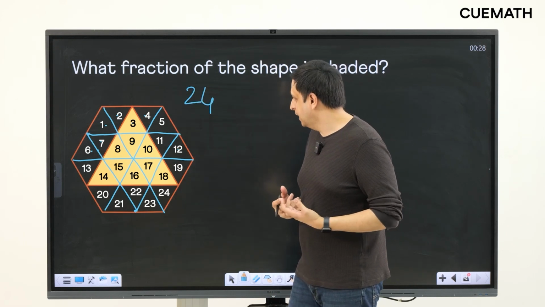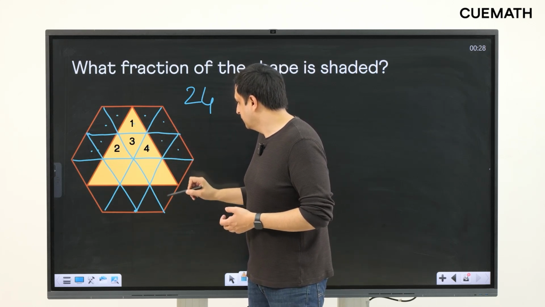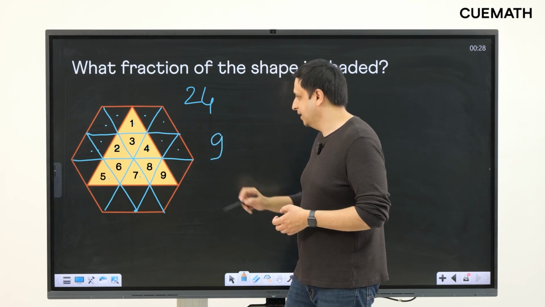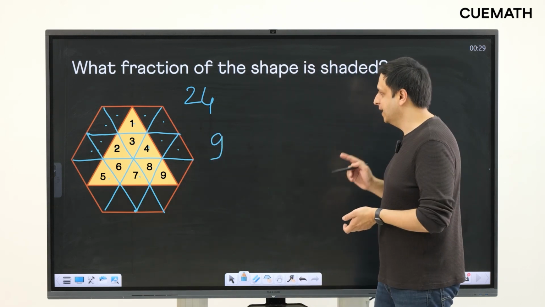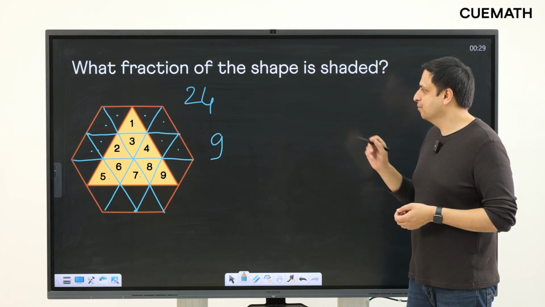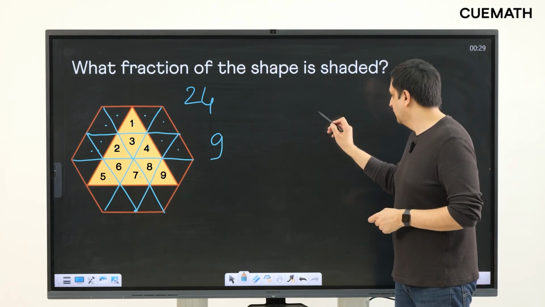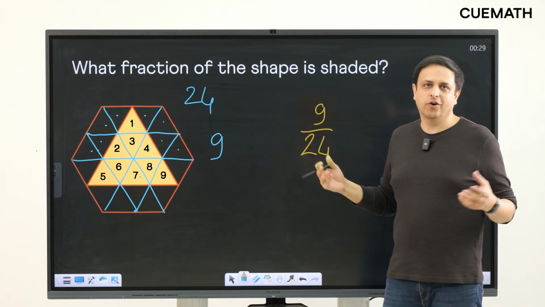And how many of those parts are shaded? So we have 1, 2, 3, 4, and then 5, 6, 7, 8, 9. So 9 parts are shaded out of a total of 24 equal parts. And therefore, the shaded part, the shape that's shaded, is the fraction 9/24 of the overall hexagon.